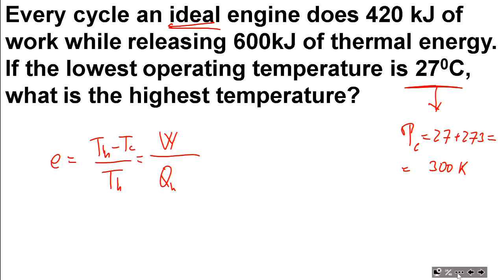What do we know? First of all, we know also every cycle does work. This is the amount of work it does in one cycle. And releasing, so that's what we call released, called Q, 600 kilojoules. And now we know that if we add these together, that will give us the amount of heat the engine absorbs.